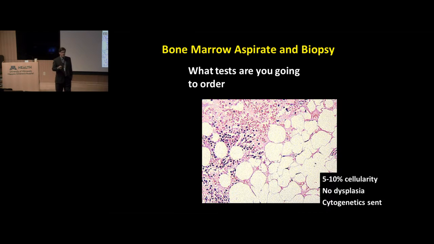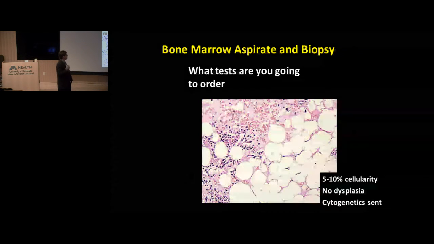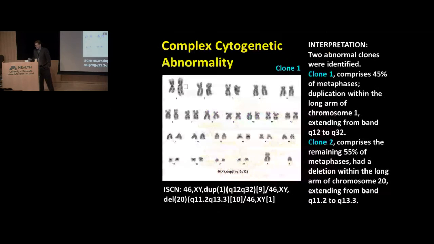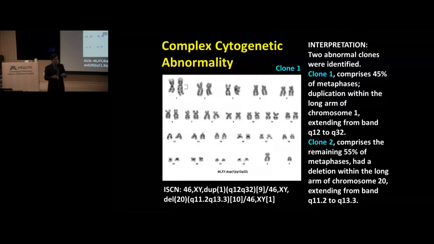The important thing, there was no dysplasia. There was nothing that looked abnormal in terms of the morphology of the hematopoietic stem cells. And the cytogenetics right now is pending. But then we get a surprise call that we find 2 abnormal clones in the bone marrow. So the bone marrow doesn't look abnormal, except for cellularity. And I'll show you what some of the abnormal cells could have looked like. But what we have now is 2 clones.